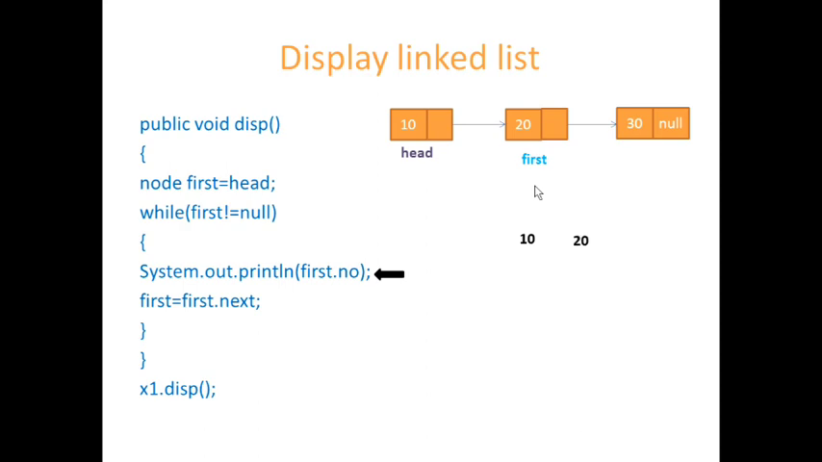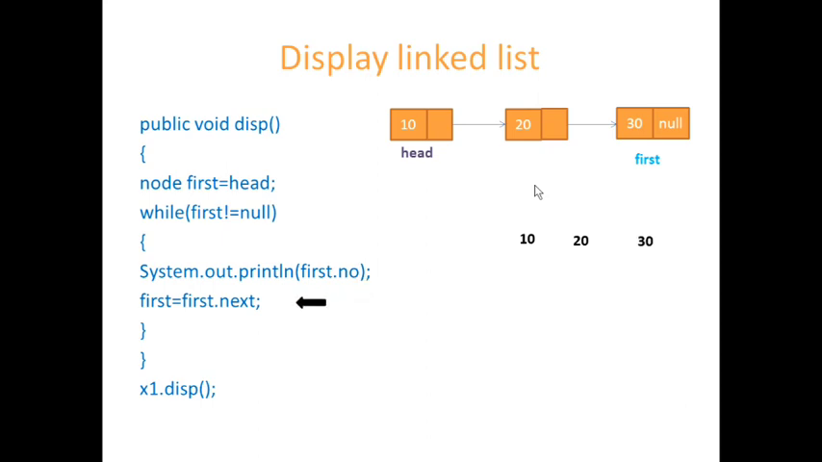Now it prints the value 20, and I want to move to the next node, the third node. So first = first.next. That means it has to move to the third node. Now I'm moving the pointer, and it goes to the third node, which is 30. Once again I come here. Since it's pointing to the third node, first is not equal to null, so the condition is true. Now first.number represents the value 30, and 30 will get printed.